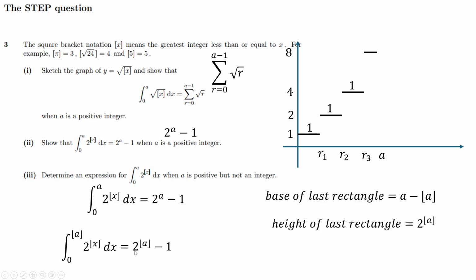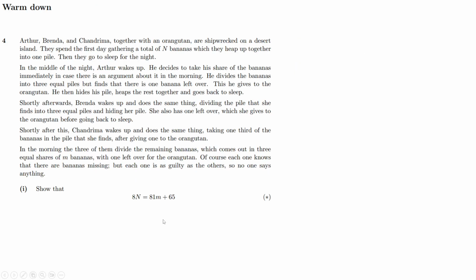So this here is just this, and then we're going to add on this here, which is the same as if a was an integer. Then we add on the last rectangle, which refers to when a isn't an integer. So that part there. You can simplify that if you want. I'm not going to bother. Wait, can you even simplify that? Yeah, you maybe can. You could factor out 2 to the power of floor a, but you don't need to. It doesn't ask.